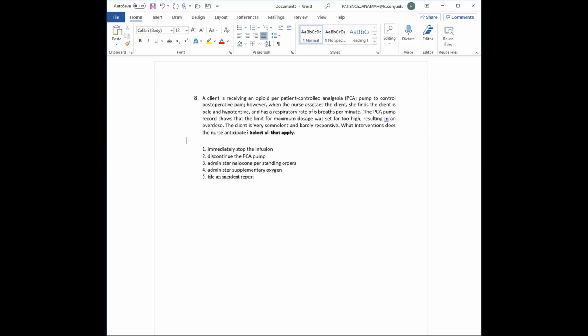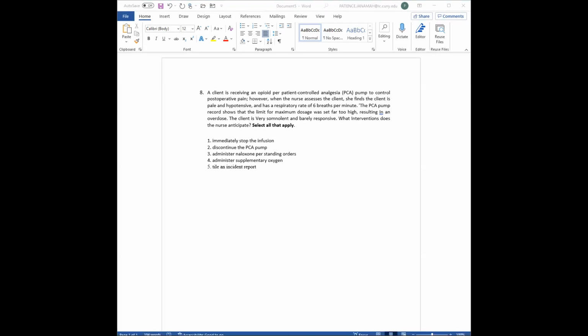But remember the breath rate, the patient is hypotensive, and other things. This is a select-all-that-apply question. So in that case, what will you choose to do for this patient? What intervention does the nurse anticipate? So you are the nurse. What do you think will be done for this patient at this moment?